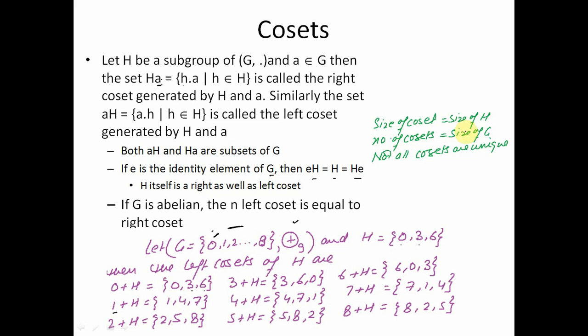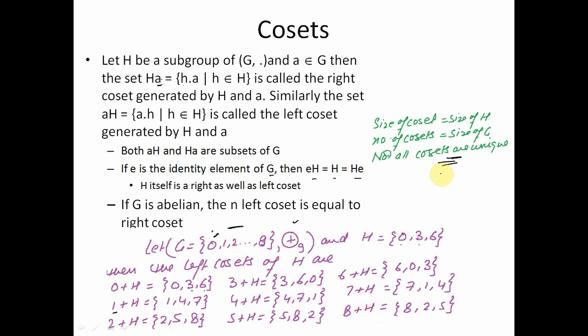Notice something? Not all cosets are unique. You can see the coset 0 plus H, the coset 3 plus H, and the coset 6 plus H are essentially the same. Please remember, in a set, the order of elements does not matter. So the set 0, 3, 6, the set 3, 6, 0, and the set 6, 0, 3 are all the same. Similarly, the coset 1 plus H is the same as coset 4 plus H, same as coset 7 plus H. Similarly, the coset 2 plus H is the same as coset 5 plus H, which is the same as coset 8 plus H. Right? So, not all cosets are unique.